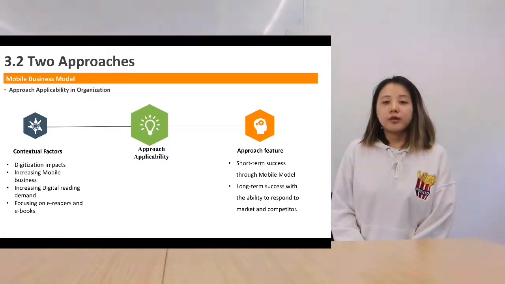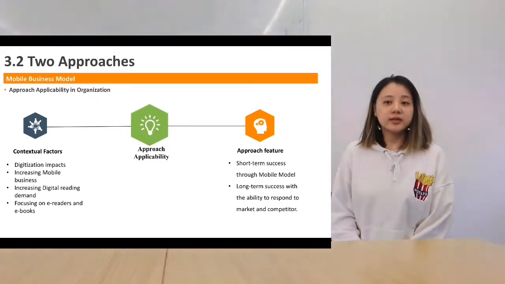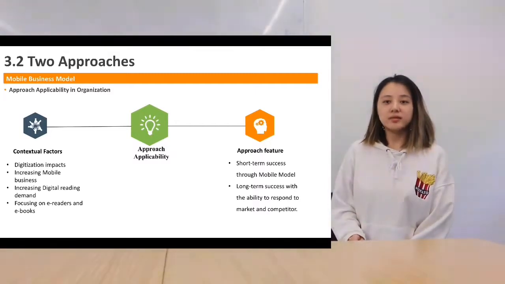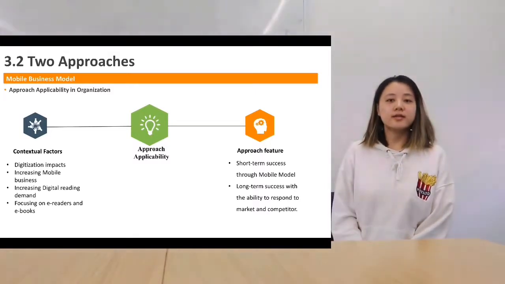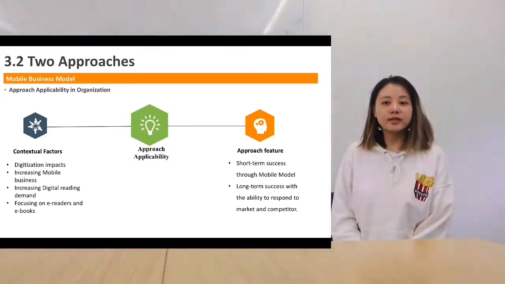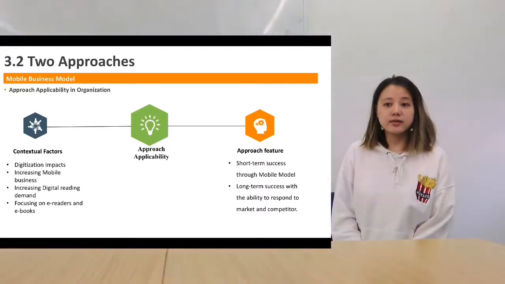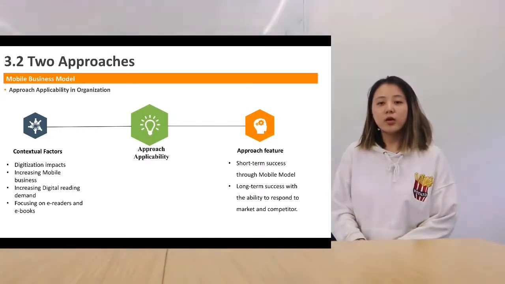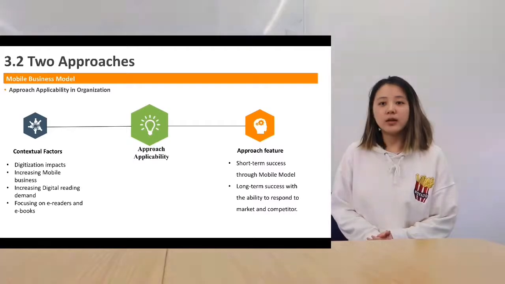And then I will analyze the approach applicability in the organization. The first is contextual factors. Nowadays, digital is very popular. Digitalization has many impacts. The most important is increasing mobile business and increasing digital reading demand. And more people focus on e-readers and e-books. And we know Amazon's major business is selling books, and they cannot miss this important whole industry. That's why they should apply the mobile business model to adapt to a new situation.